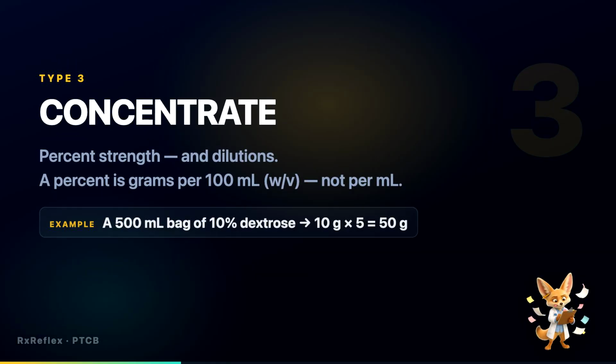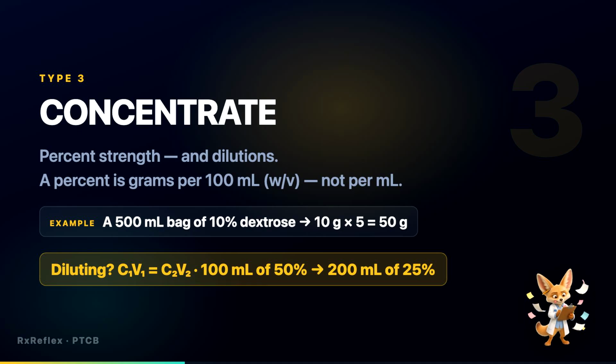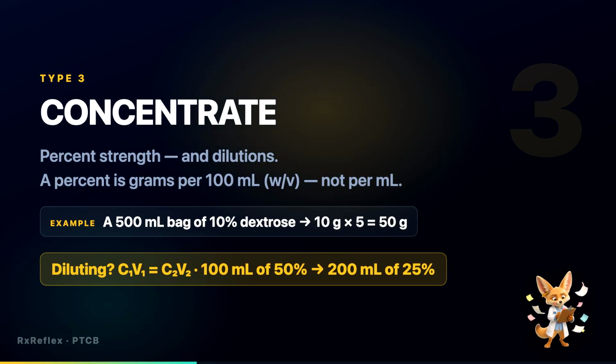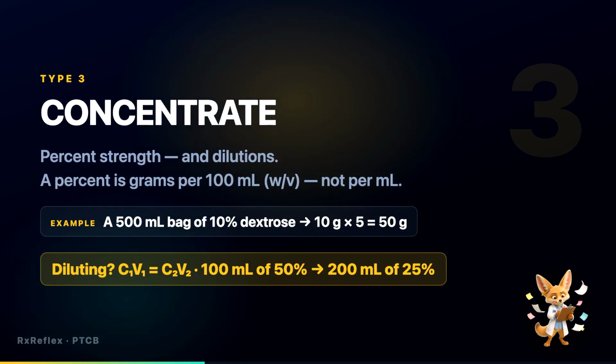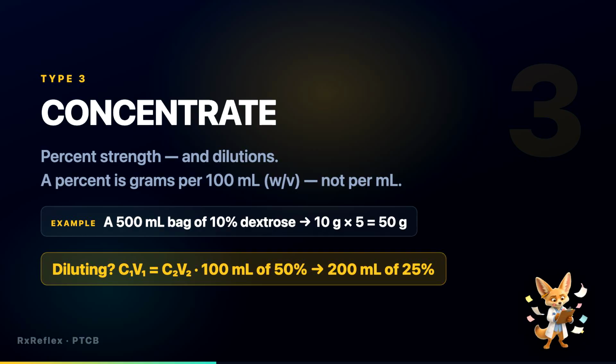Type 3. Concentrate. This is percent strength, and there is one rule that unlocks all of it. A percent is grams per 100 milliliters. So 10% dextrose is 10 grams in every 100 milliliters, not 10 grams per milliliter. That means a 500 milliliter bag of 10% dextrose holds 50 grams.